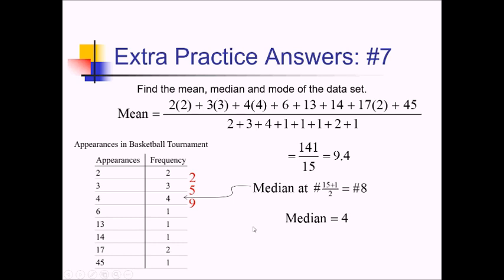And moving on to the last piece now, the mode, that's the one that appears the most. That's just the one with the highest frequency. 4 is the highest number in our frequency column, and the data that goes with that is 4 appearances. So that's our mode.